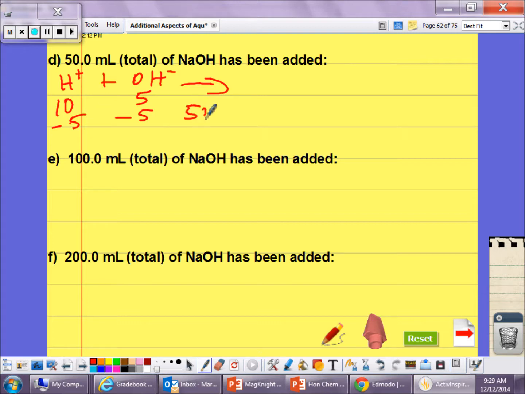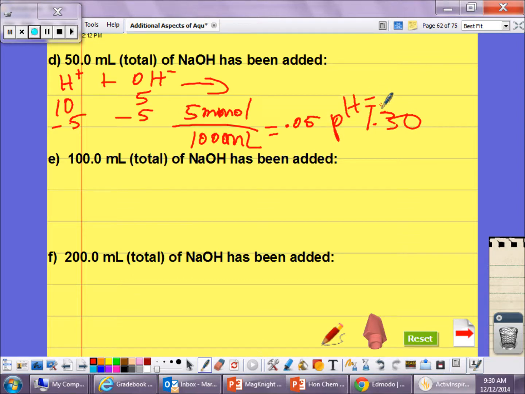So I only have 5 millimoles of my H plus divided by the total volume, which is 100 milliliters. What is 5 divided by 100? 0.05. What is the negative log of 0.05? 1.30. This is your pH at that point.